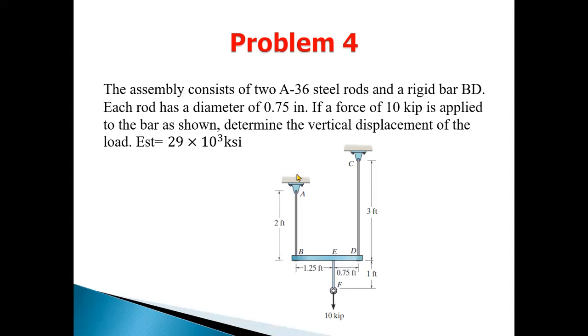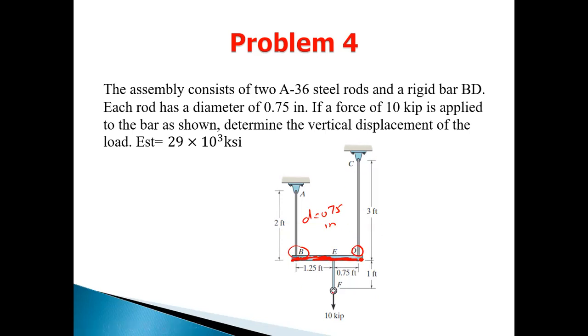Okay. In this problem, you can see here we have one rigid bar, which is represented by B and D. This is B and this is D. It is suspended by two wires, AB and CD, and each has a diameter of 0.75 inch, because we are dealing in inch and feet.